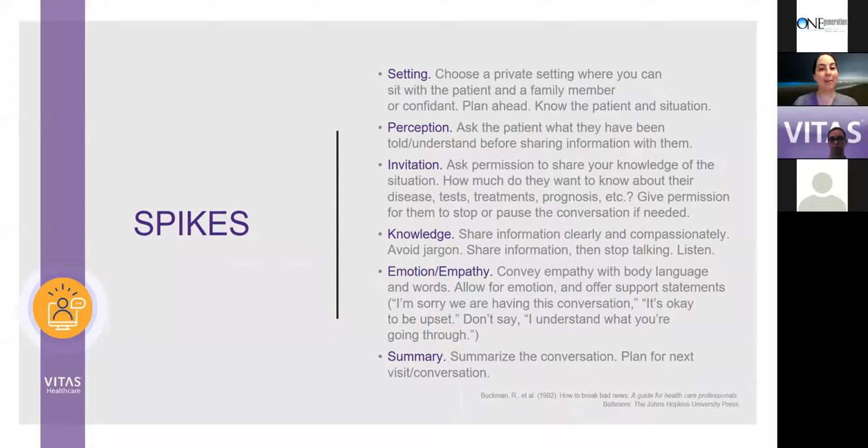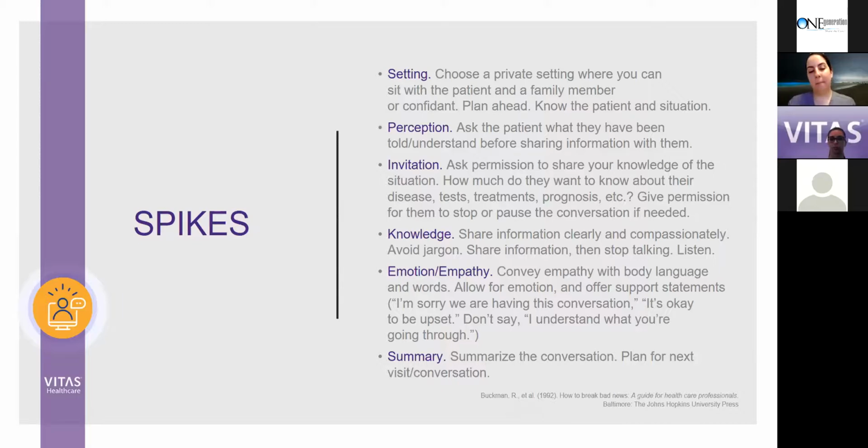Making sure to plan ahead is also important, and knowing the patient and situation and gathering information and not just walking into it. P is for perception. First, finding out from the patient, what have they been told? What do they already understand? Do they actually already know a lot of what you're going to be coming to talk to them about? Making sure you know where they're coming from first before you share the information with them, because you don't want to drop a bomb quickly without knowing where they're already at in the stages.